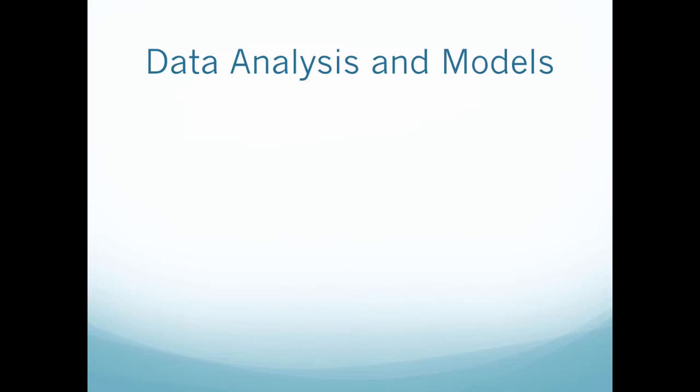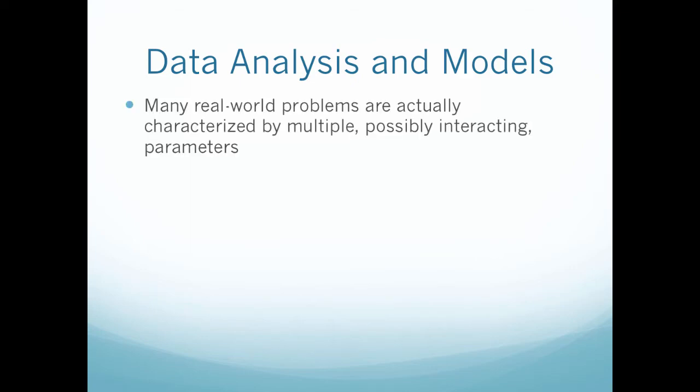Thus far in statistics and probability, we've talked about descriptive statistics and inferential statistics, where we've described and then maybe predicted or inferred information about a population given a sample. However, all of those things really only dealt with one or two different parameters or one or two populations. In the real world, however, many problems are actually characterized by multiple and possibly interacting parameters.